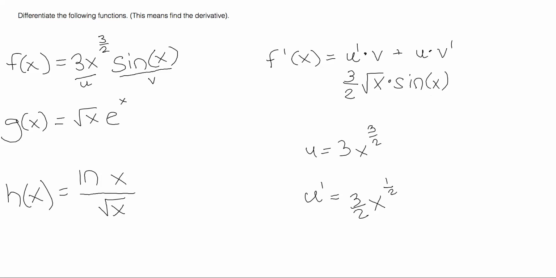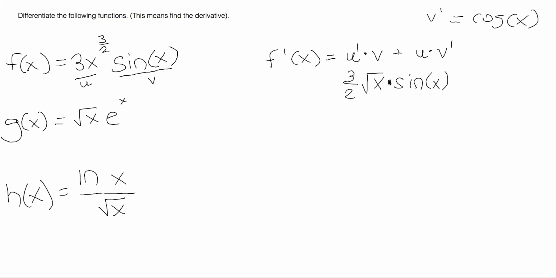All right, so we're halfway there. We have to find two terms, and we've already found one of the two. Next, we just have to find our v prime. If v is sine of x, then v prime is going to be cosine of x. That's just the derivative of sine, which of course is cosine. So this would be 3/2 square root of x times sine of x plus the first function left alone times the derivative of the second, so times the cosine of x. All right, and that's it. That is our derivative. We have differentiated f of x, and we got f prime of x, this function right here.